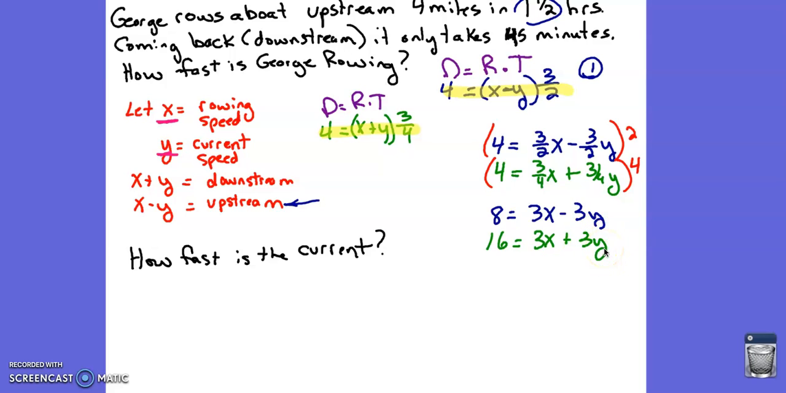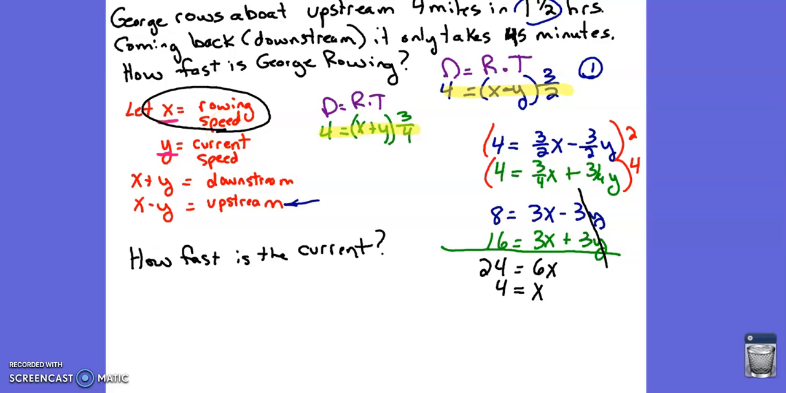All right, so now if we use the elimination method, we're just going to add the columns. So we're going to get 24 equals 6x. Notice the y's cancel, they eliminate, and so x equals 4. So we just found the rowing speed. X is 4. So how fast is George rowing? That's the first question. George is rowing at 4 miles an hour.